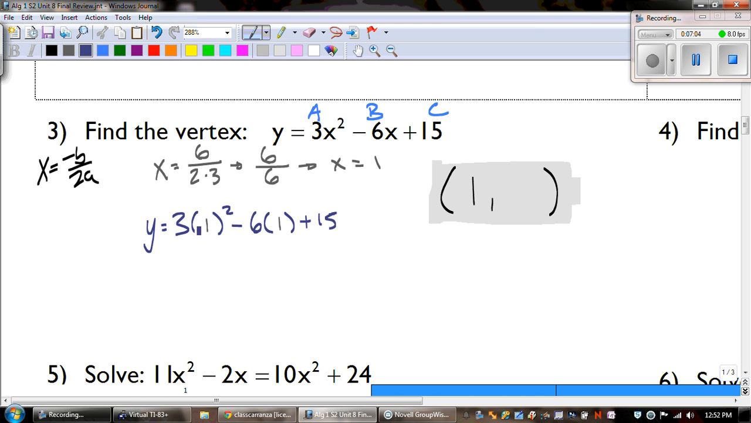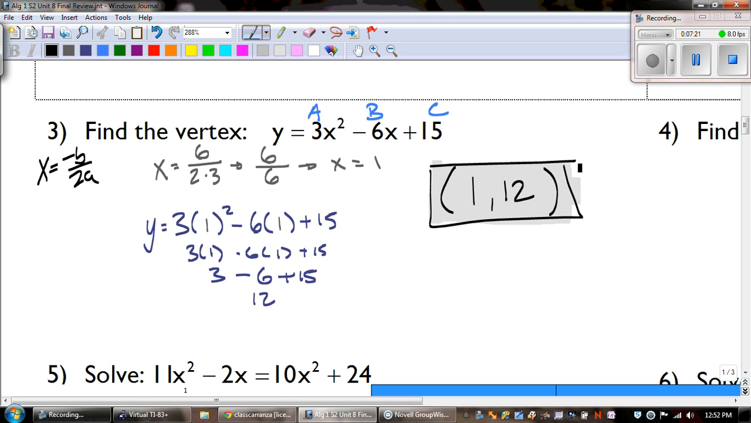Well, I'm going to do this without a calculator. It's 1. 3 times 1 is 3. 6 times 1 is 6. 3 minus 6 plus 15. You should have gotten 12. So our point, the vertex, is (1, 12).